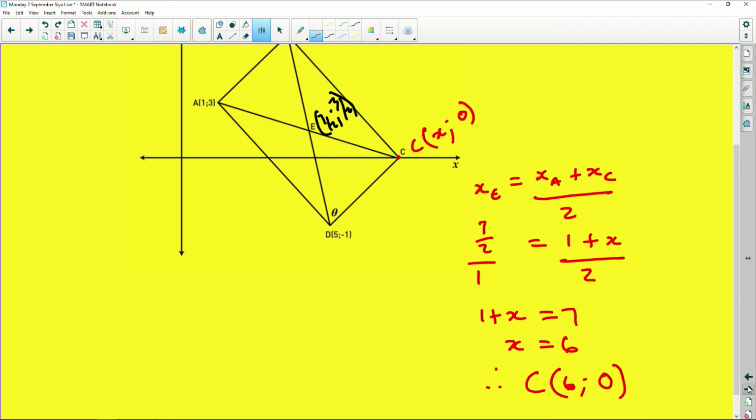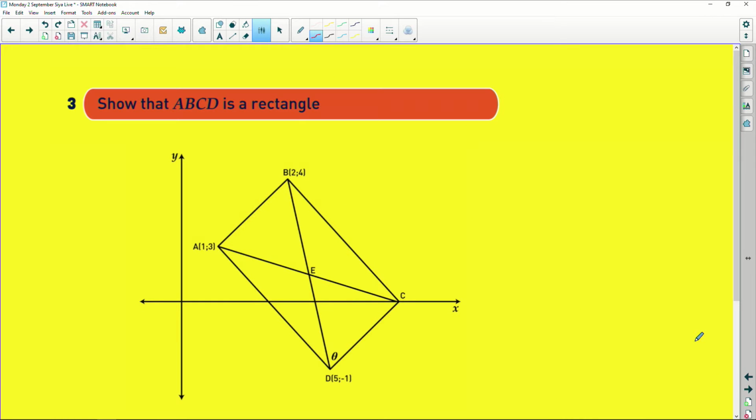So you need to go back and write it in the form of a coordinate form, and then you can continue with everything. So let's go into the next question. The next question then says, show that ABCD is a rectangle.